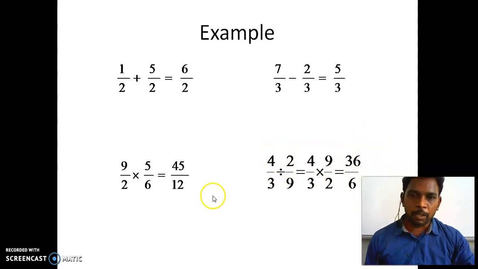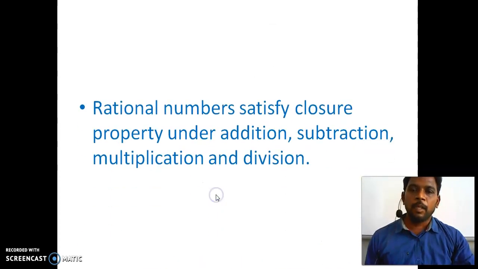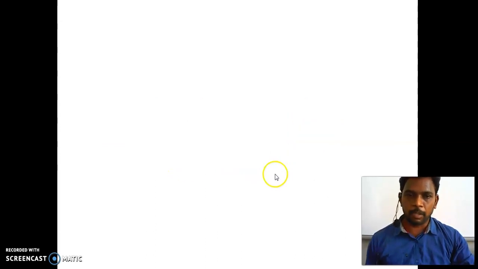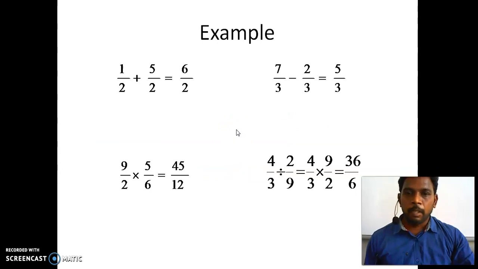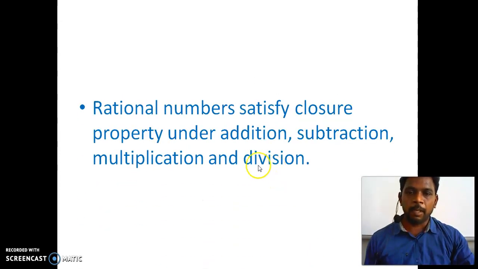So what is the conclusion here now? Rational numbers satisfy the closure property under addition, subtraction, multiplication and division. So that is the conclusion. So in the example, addition gives a rational number, subtraction gives a rational number, and multiplication and division also give a rational number. So that is how we come to this conclusion. Right. What about the next topic? That is, what about the next property?